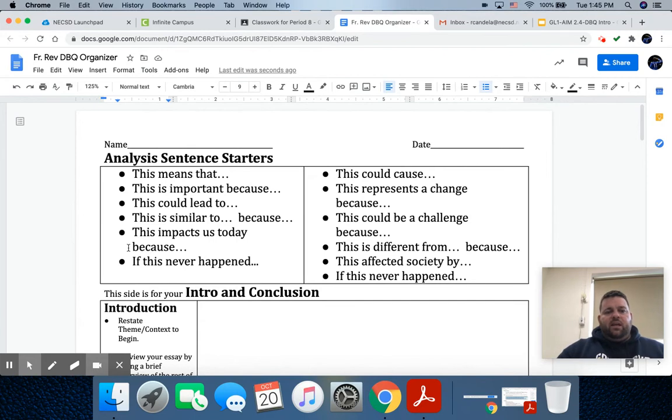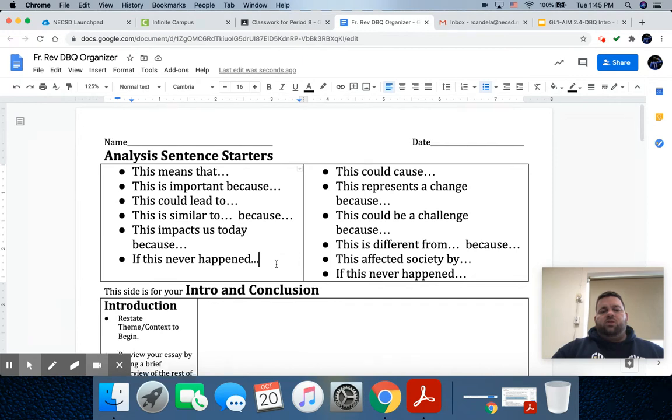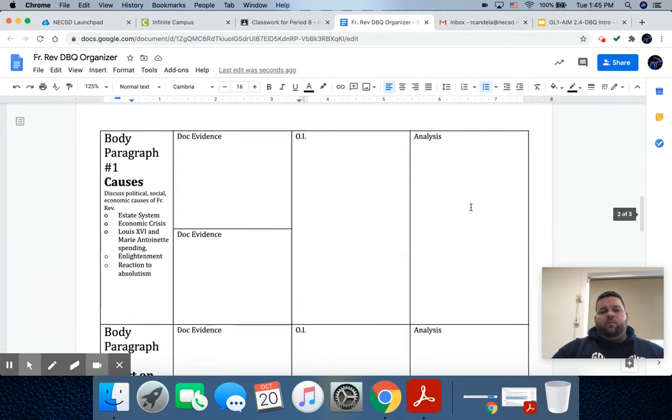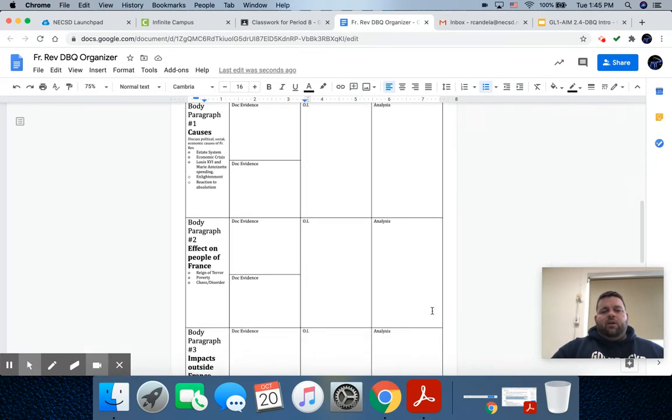So you can see, this means that, this is important because, if this never happened is always a great one here. So if you write a sentence that starts with one of these sentence starters, that's pushing you towards the inclusion of analysis. So for each body paragraph, let me zoom out so you can see all of them. For each body paragraph, you're going to have to include analysis. So use analysis sentence starters, at least one per body paragraph, to include a piece of analysis.